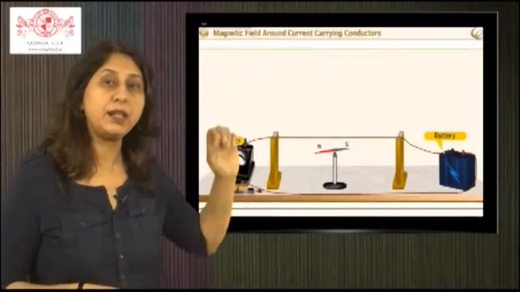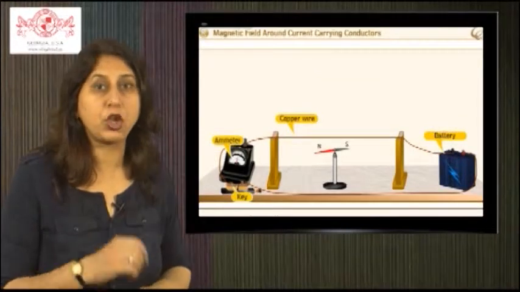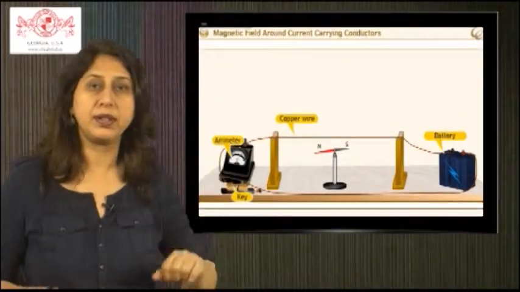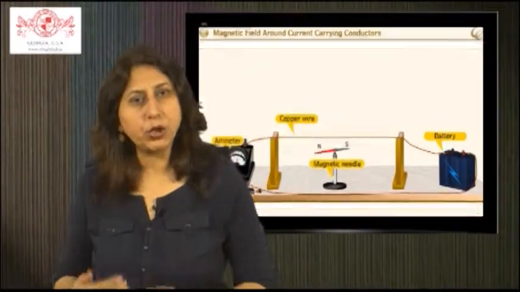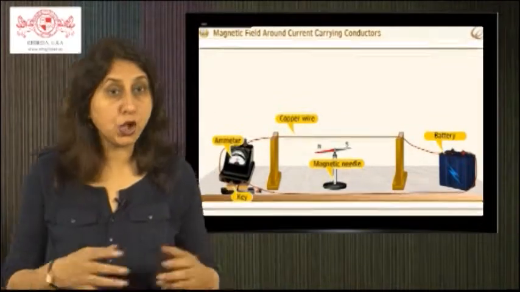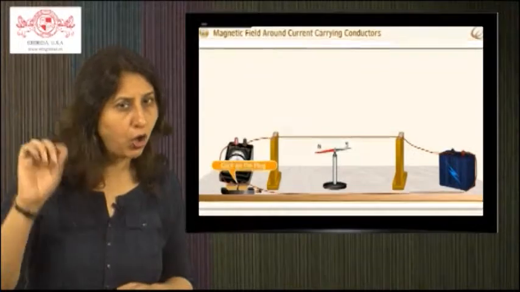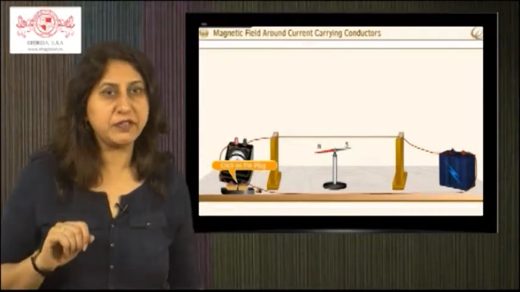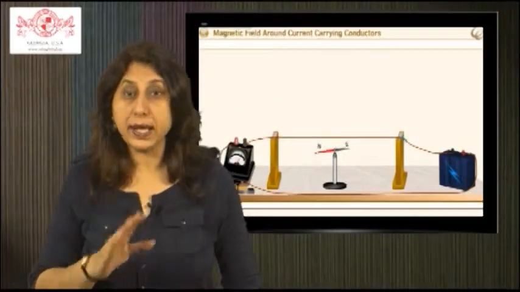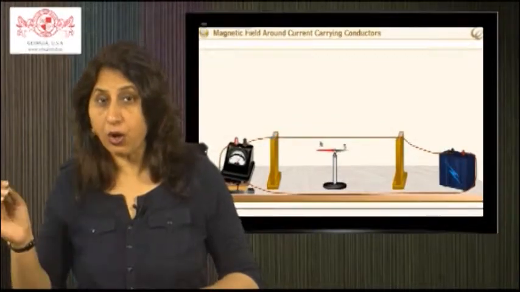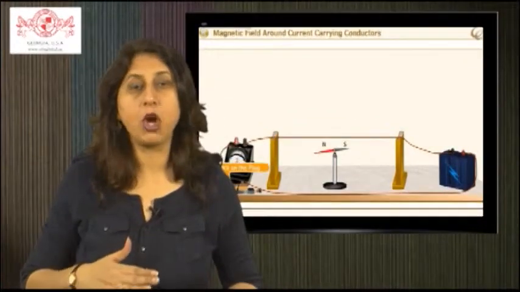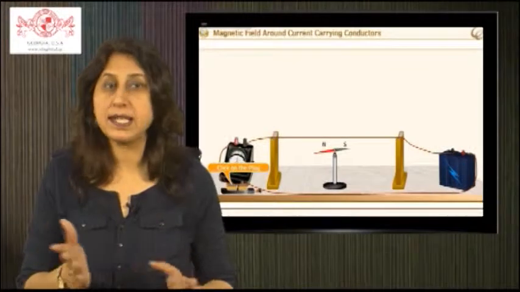Arrange a battery, ammeter, key and copper wire as shown. Place a magnetic needle below the copper wire. Switch on the key and observe the magnetic needle. Now switch off the key. We observe that the magnetic needle swings when the key is switched on and comes back to its normal position when the key is switched off.